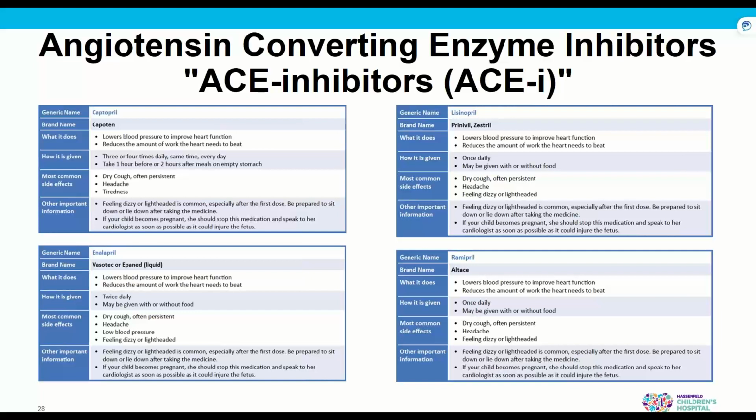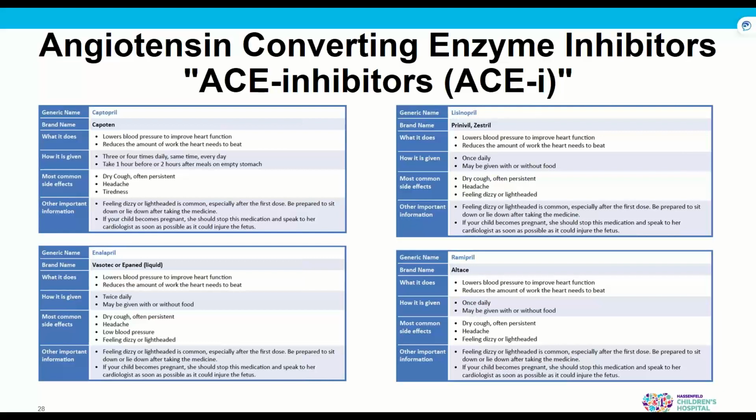Some of the common side effects include a dry cough, maybe a little bit of a headache and being a little bit tired. When you first start these medications or the doses are increased, lightheadedness is not uncommon. So just make sure that if you feel lightheaded, to sit down, and if it becomes significant, to let your cardiology team know.